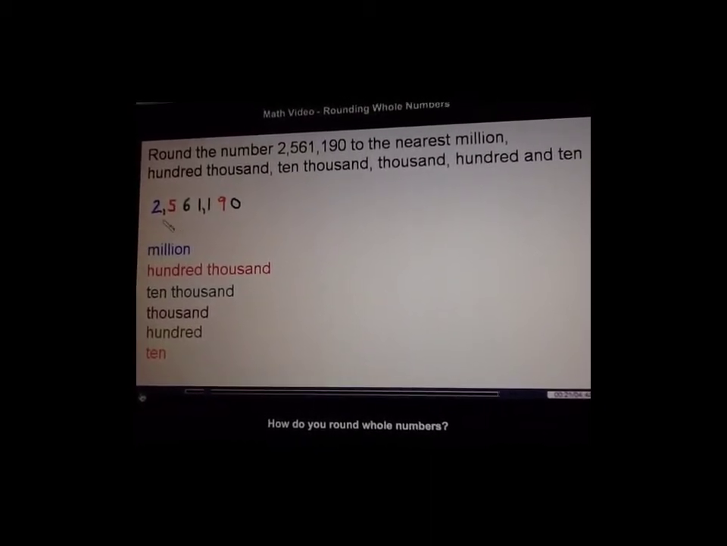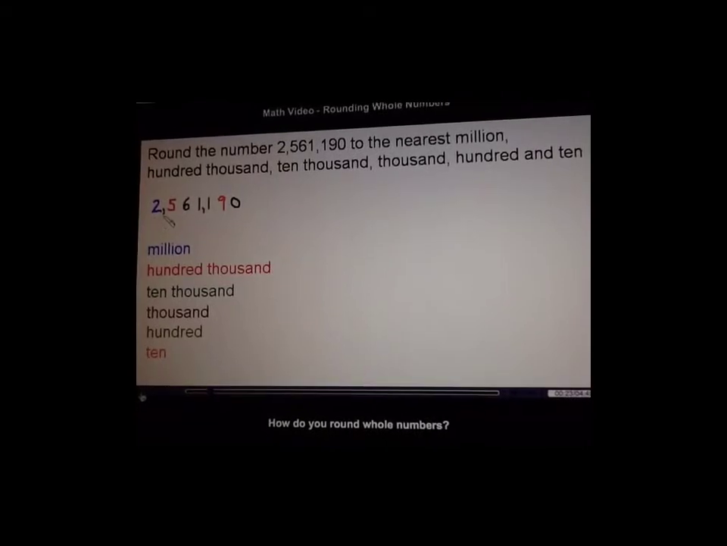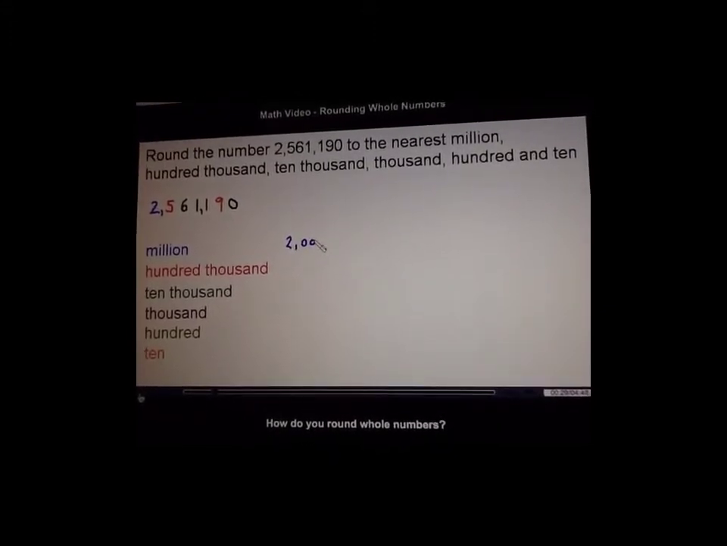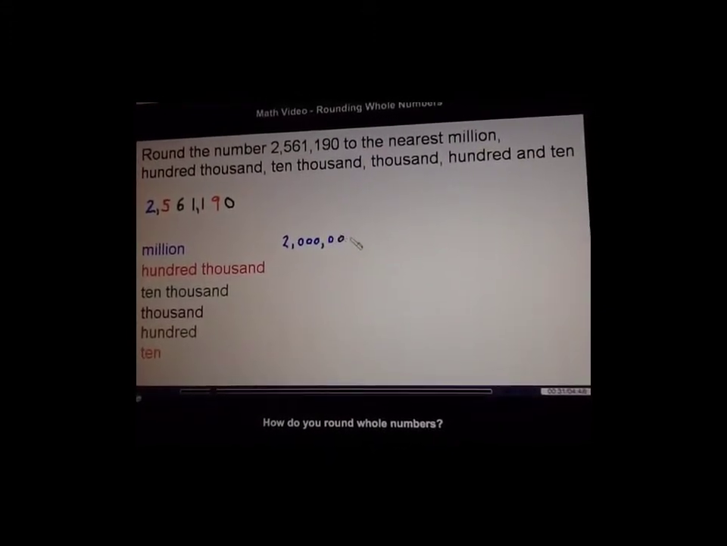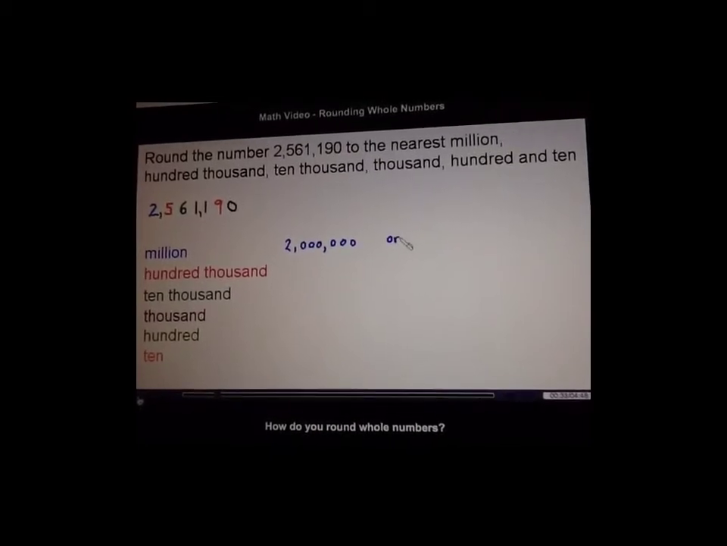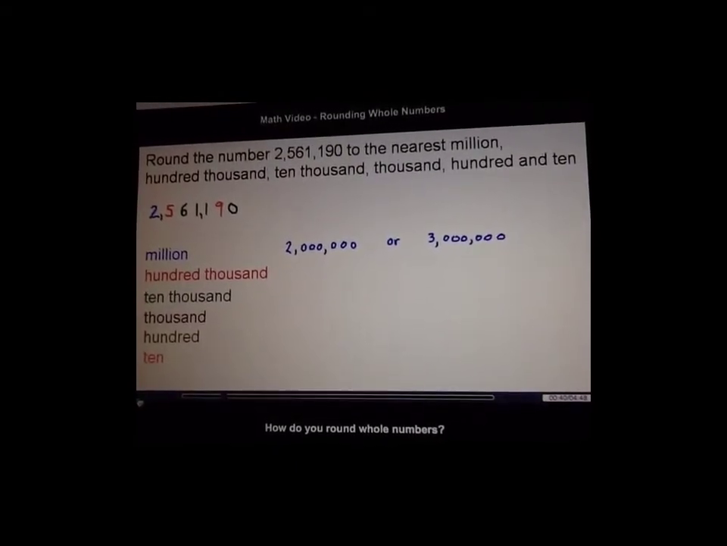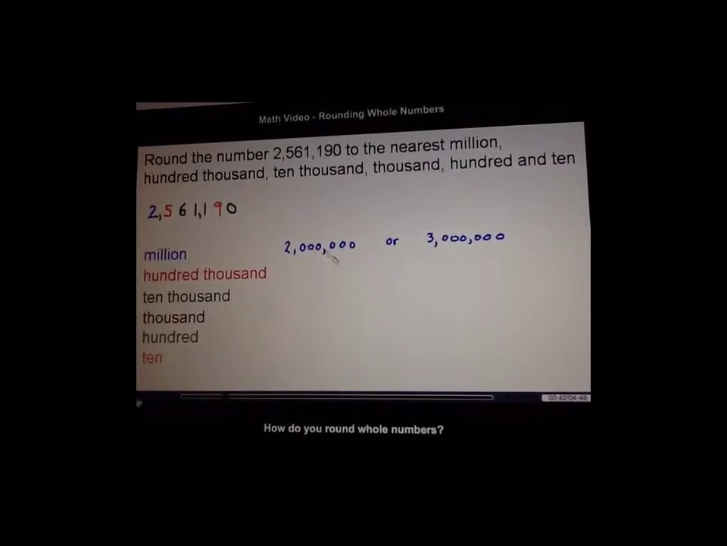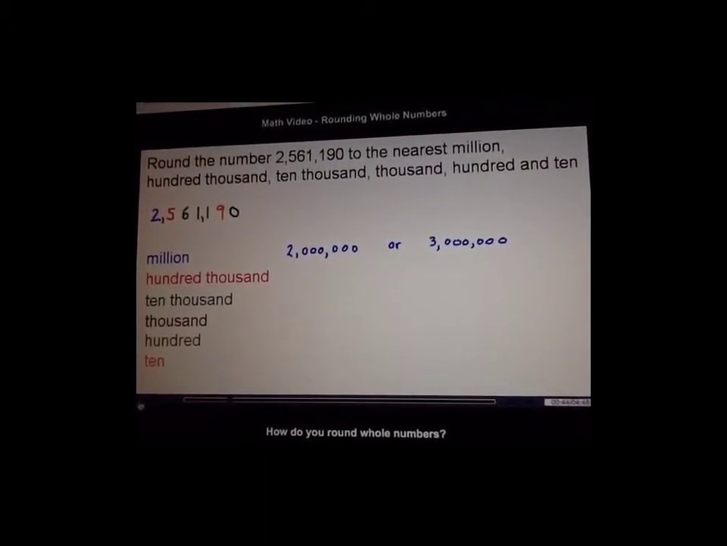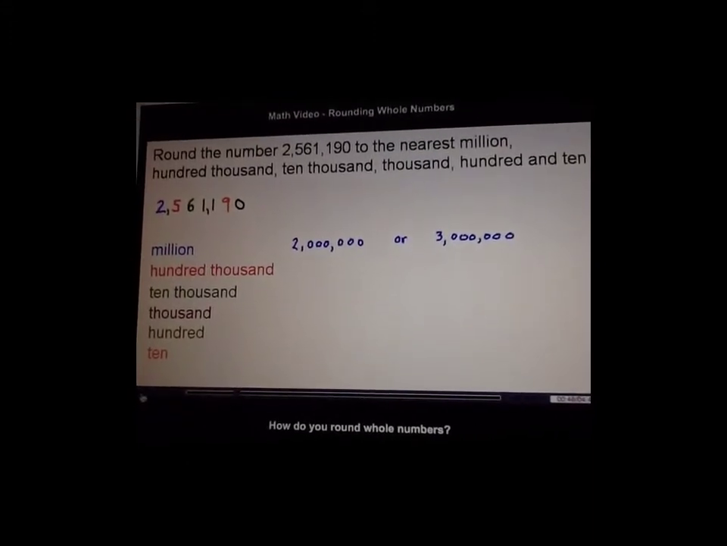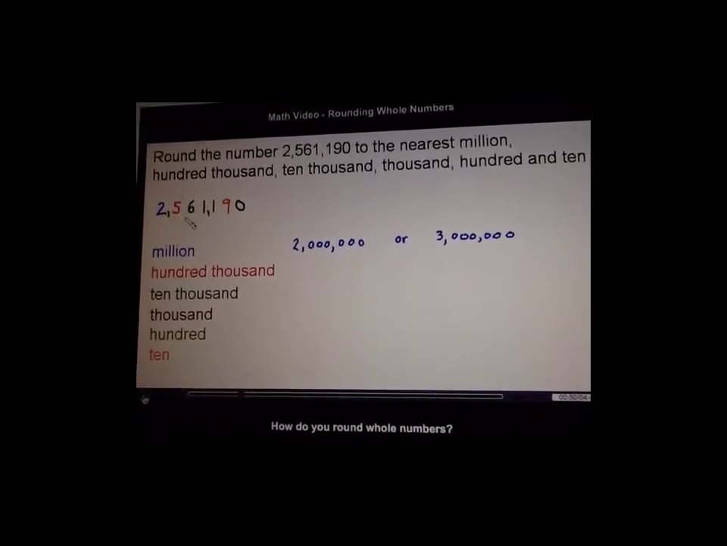As you can see, the digit in the millions place is the digit 2. That means that our number is going to either round down to 2 million or round up to 3 million. And all that means is that our number falls between 2 million and 3 million. So how do we decide to round it? Well, the key is the very next digit. The digit is a 5.